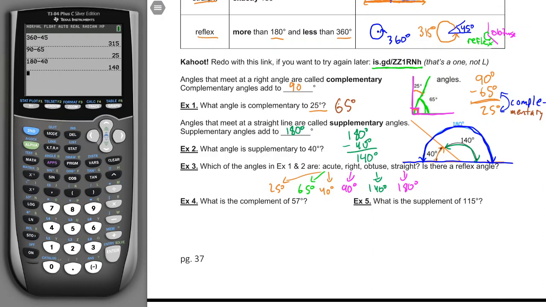Okay, let's try one without a diagram. What is the complement? Complement is just another way of saying the complementary angle of. What is the complement of 57 degrees? So complementary means we care about a right angle.